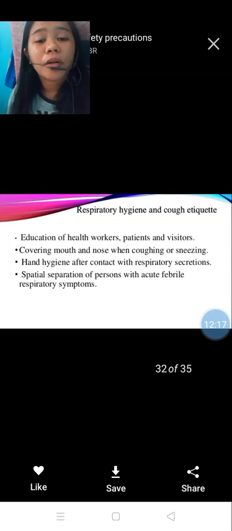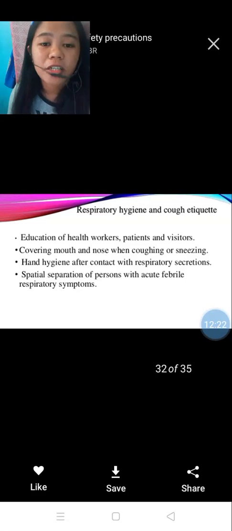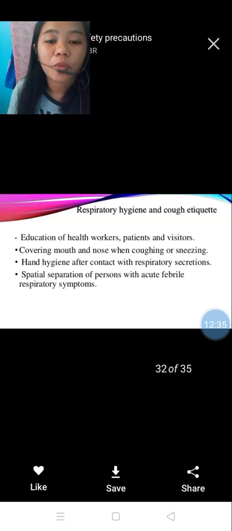In respiratory hygiene and cough etiquette, there is education of health workers, patients, and visitors. They cover their mouth and nose when coughing or sneezing, perform hand hygiene after contact with respiratory secretions, and practice spatial separation of persons with acute febrile respiratory symptoms.